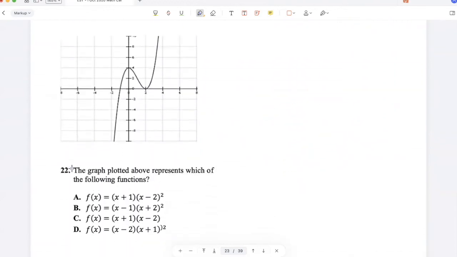Okay. The graph plotted above represents which of the following functions? Okay, so the x-intercepts, we have -1 and 2. So the factors are x plus 1 and x minus 2. At -1, it crosses the axis. So this is a single factor, but at 2, it turns from the axis. So this is a repeated root. So it would be x plus 1 times x minus 2 squared. A.